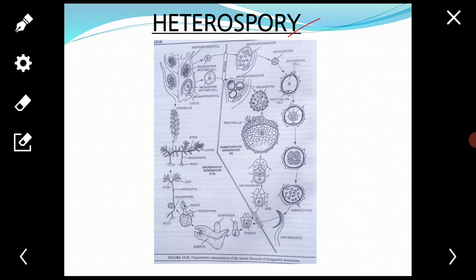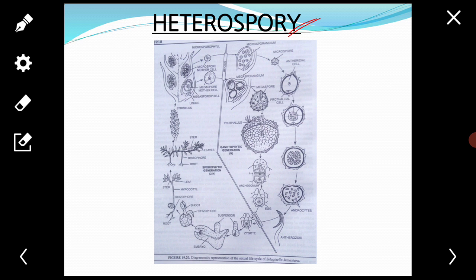As opposite to this, the production of two different kinds of spores, the smaller microspores producing male gametophytes, and the larger megaspores producing female gametophytes, is called heterospory.